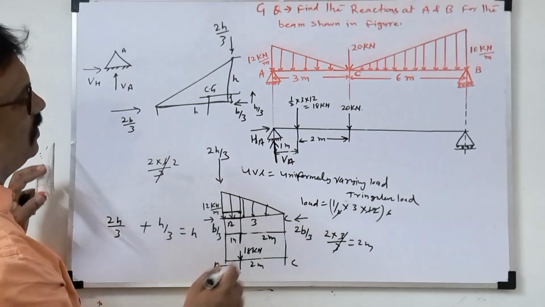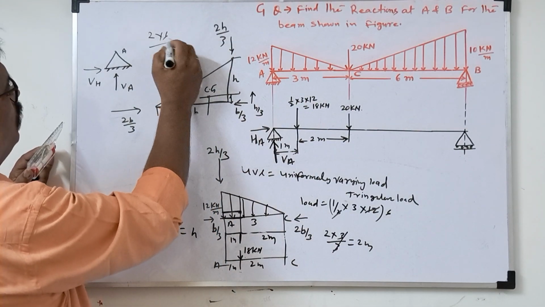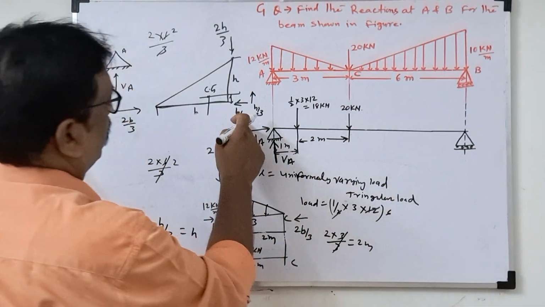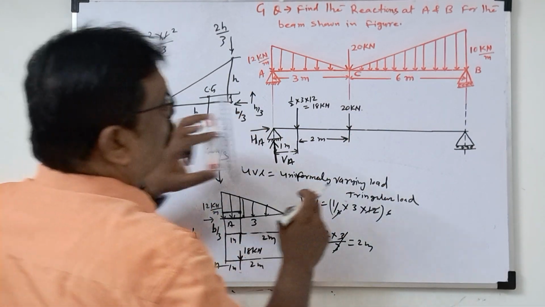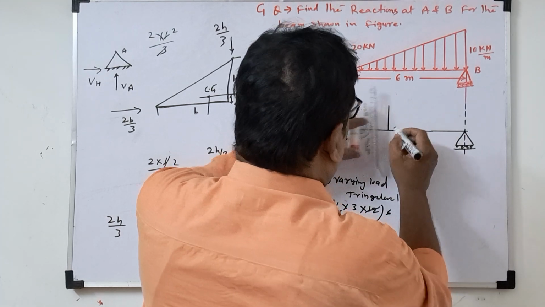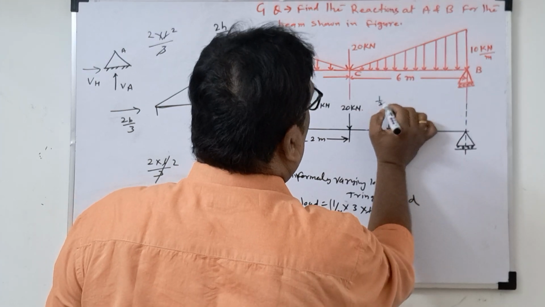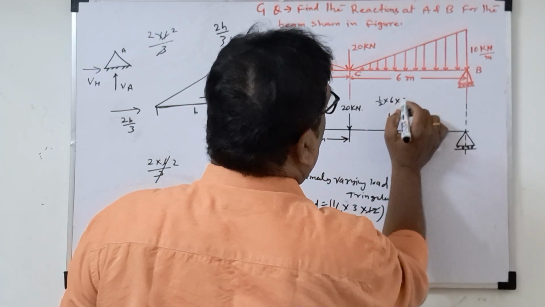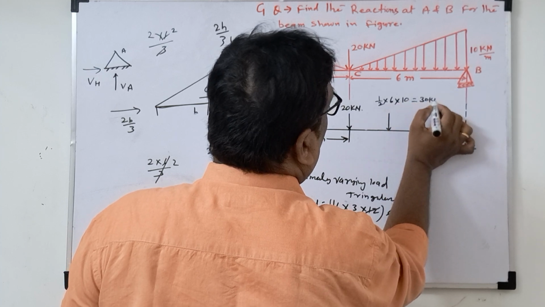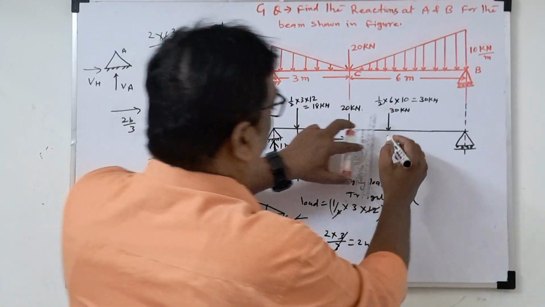So that means what we are seeing here, 6 is there. If you substitute 6, 2 into 6 by 3 is 4. So that means 4 and 2. Here 6 by 3 is 2. So 4 by 3. Now what is the load diagram? For the point load of the UVL, 1 by 2 into 6 into 10. So that means 5, 6, 30 kilonewton. What is this? 30 kilonewton load. Then what is the distance?